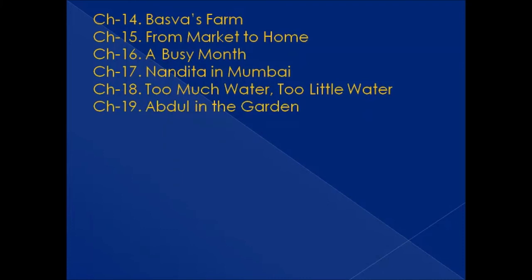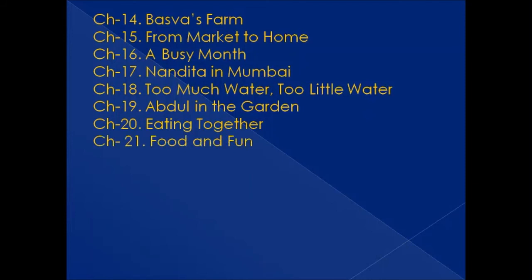Chapter 19, Abdul in the Garden. In this, we observe and explore plants and trees. Chapter 20, Eating Together. In this, ways of cooking food in a family or a festival is discussed. Chapter 21, Food and Fun. In this, we share experiences related to boarding school, festivals and parties.